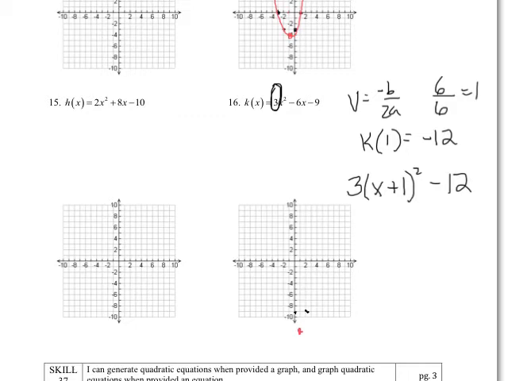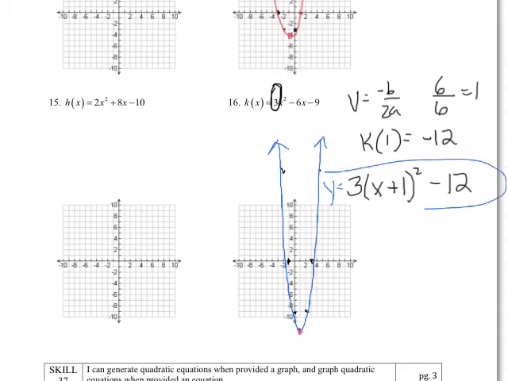3 times 1, out 1, up 3 times 3, out 1, up 3 times 5, etc. So what we have is a parabola which goes like that. There's our vertex form. And again, we'll get an opportunity to practice these in class, but if you want to take a shot at doing the odd numbers, that would be wonderful.